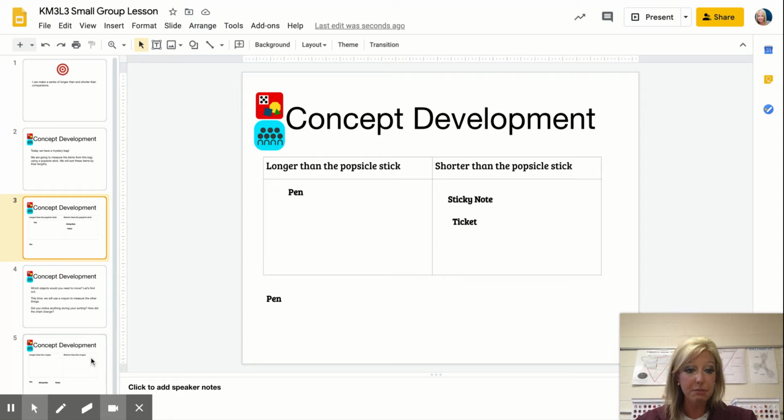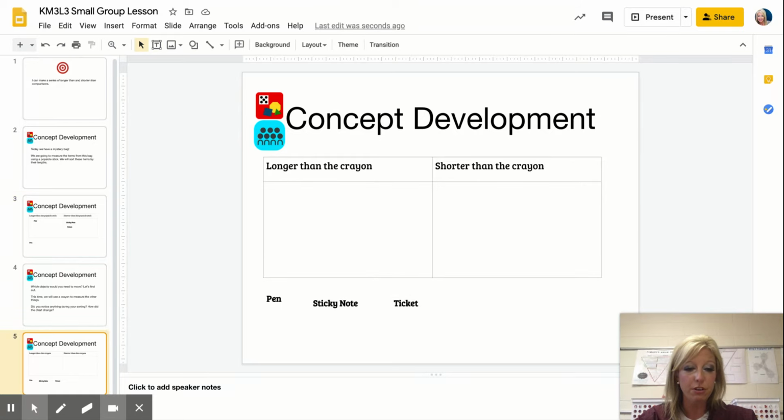So we're going to use the same chart, same items, different measuring tool to decide whether these items are longer or shorter than. So here, we're going to go back in the same order. We have our pen, and we're comparing it to a crayon. So where does our pen fall this time? Is it longer or shorter? Okay, it's longer.